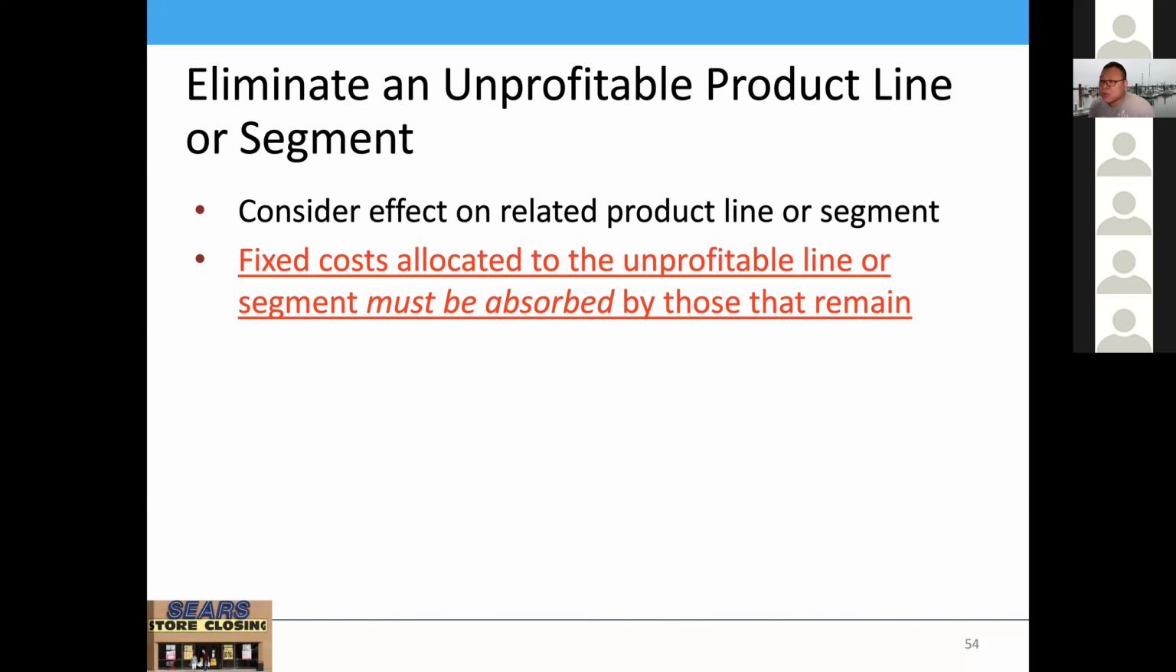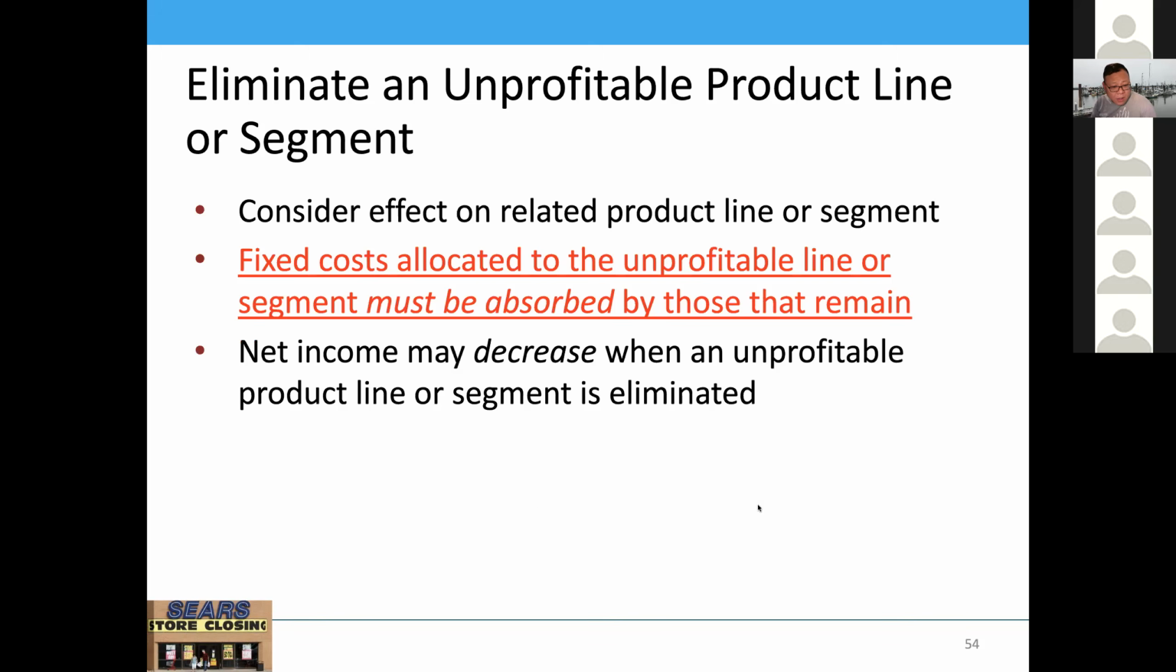That is the history and the social science, right? So now your cost for the other two sections increased, right? And we have seen the scenario then everyone is losing money, right? Everyone is losing money. So you're better off closing it down. This is kind of like a death spiral, right? Death spiral. So the net income may decrease when an unprofitable production line or segment is eliminated, okay? So that's exactly our scenario.